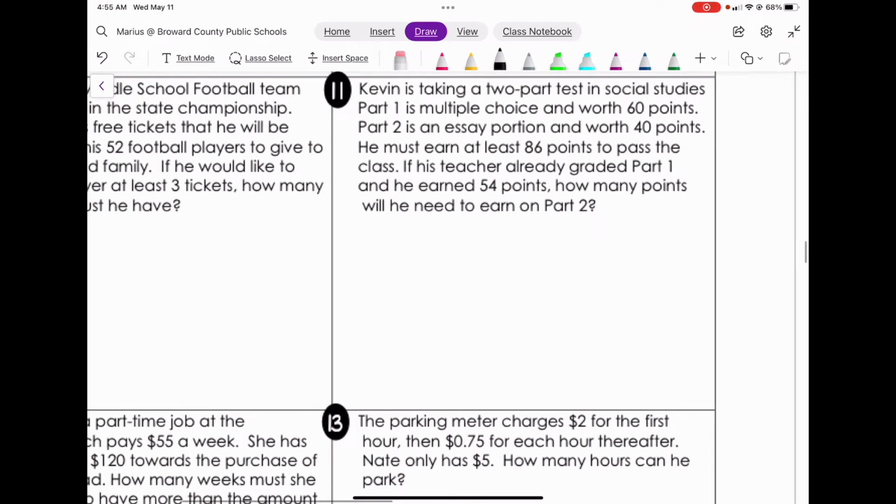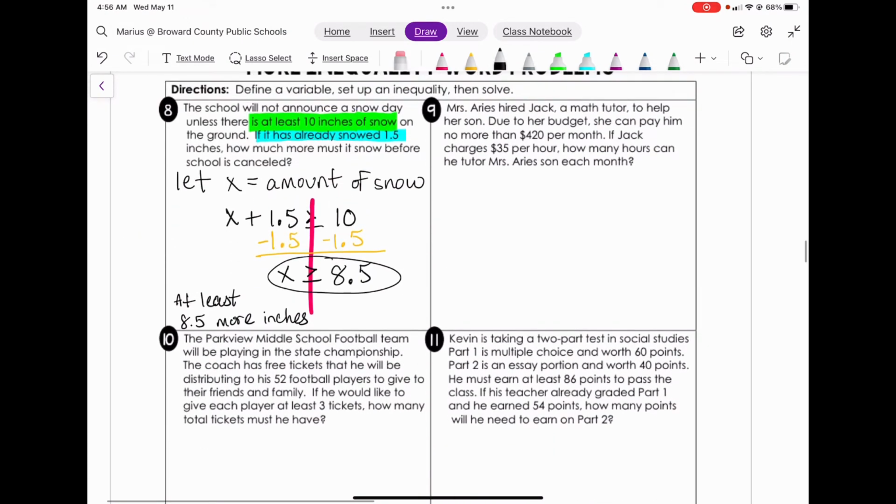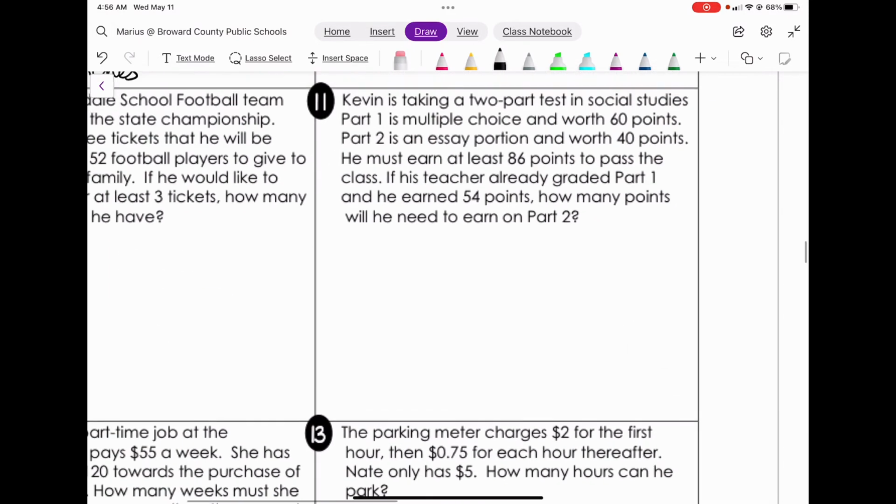And once again, the steps that we want to take when we're doing this, we want to define the variable, set up an inequality, and then solve it. Okay, so here we go. It says Kevin is taking a 2-part test in social studies. Part 1 is multiple choice and worth 60 points. Part 2 is an essay portion and worth 40 points. He must earn at least, there's that phrase again, at least 86 points to pass the class. If the teacher has already graded part 1 and he has earned 54 points, which means he has that already. That's in the bank. How many points will he need to earn on part 2?